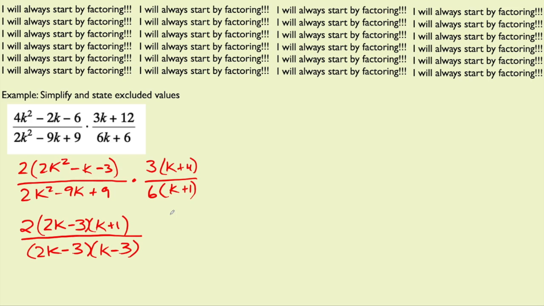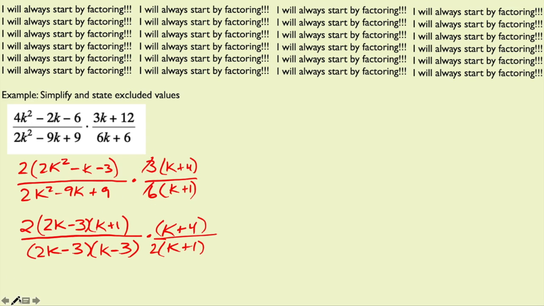And then over here, it doesn't look like I can do anything. 3 over 6, I'm going to reduce that to 1 over 2. So we get k plus 4 over k plus 1. All right, so those are my factors there. I got a factor of 2 as well on the bottom still. All right, so 3 over 6, again, becomes 1/2.